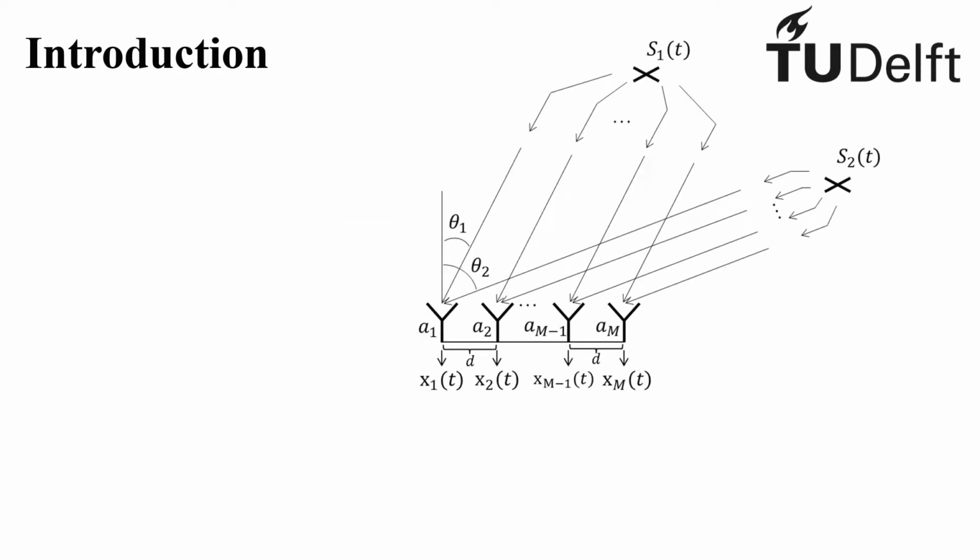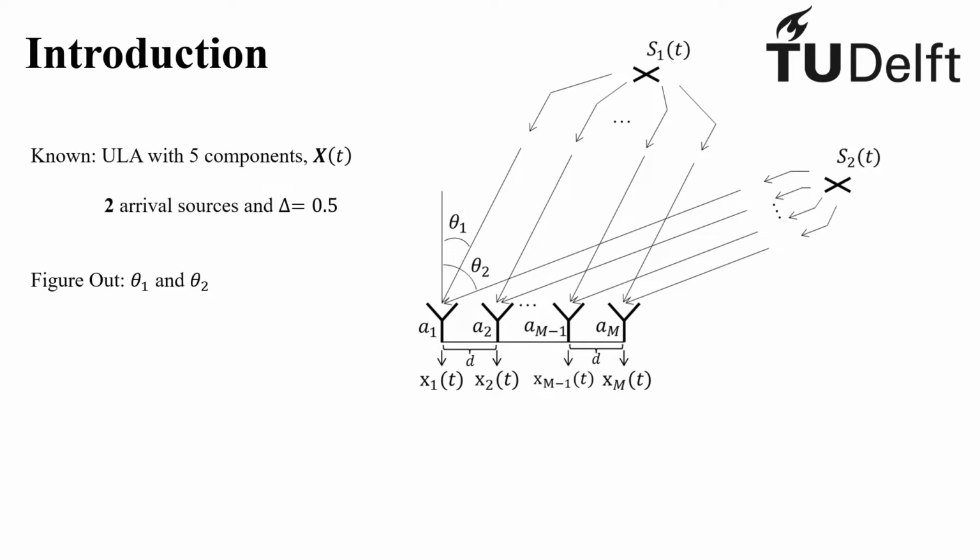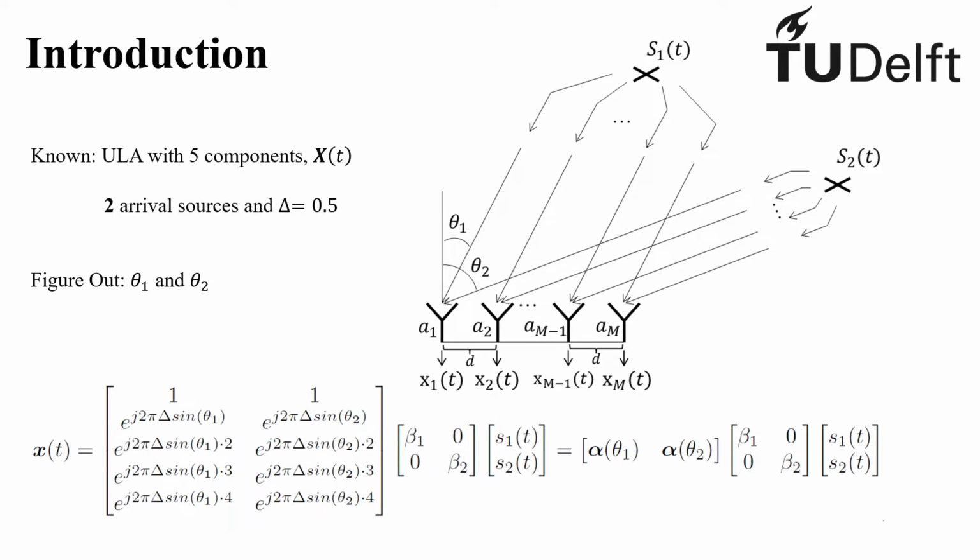As shown, this is a DOA model with 2 sources. The condition includes the antenna components of this uniform linear array is 5, the receiving signals with complex samples, and the number of sources is 2. The delta is 0.5. The question is to figure out 2 angles. As known from the array processing, the model can be extracted as this formula. Figuring out the array response vectors is the key point.